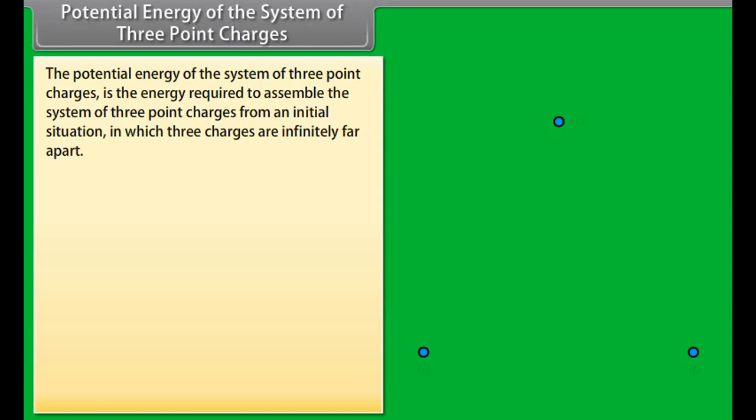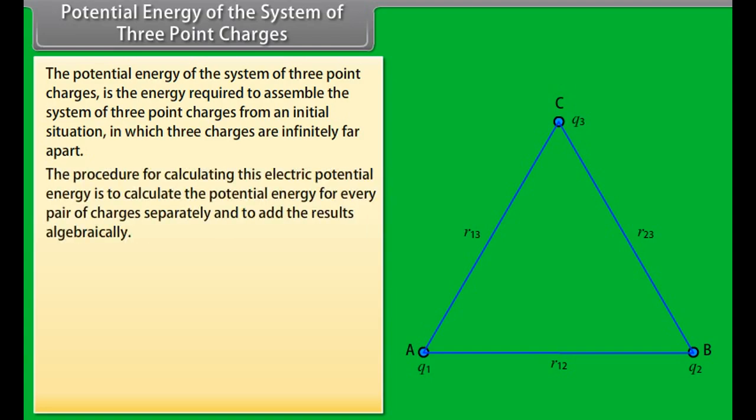The potential energy of the system of 3-point charges is the energy required to assemble the system of 3-point charges from an initial situation in which the 3 charges are infinitely far apart. The procedure for calculating this electric potential energy is to calculate the potential energy for every pair of charges separately and to add the results algebraically.